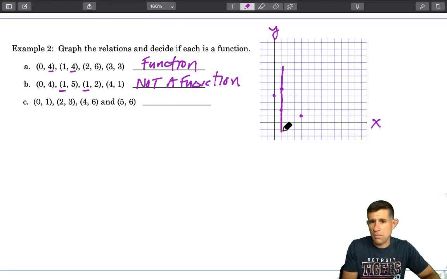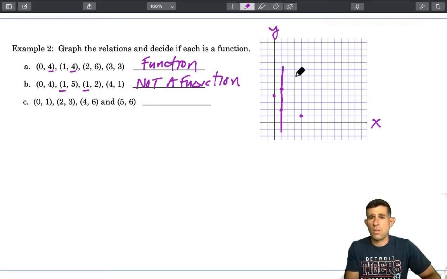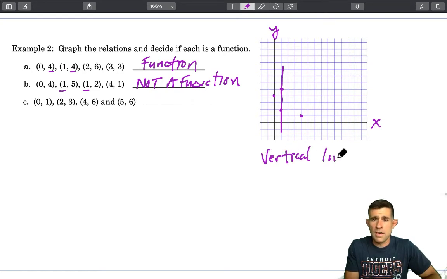If we were to draw a vertical line, you would see that that vertical line touches 2 points in that relation. Well, this is called the vertical line test. And the vertical line test says that if a vertical line passes through more than 1 point in a relation, then it is not a function.